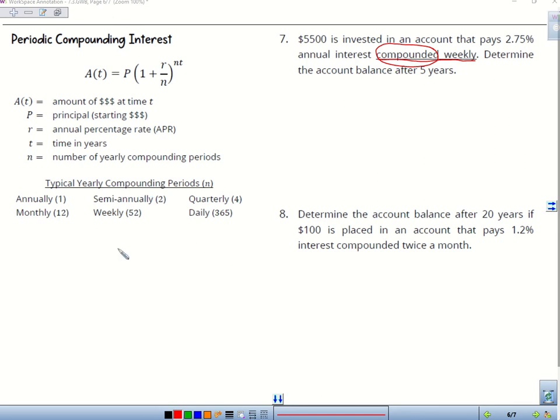I gave you a list of a few of them here. Annually means only once a year. Monthly would be 12. Semi-annually is twice a year, and so on. So you use that for N, based on what the question says. All right, so if we invest $5,500, that's going to be our principal, how much we start with.